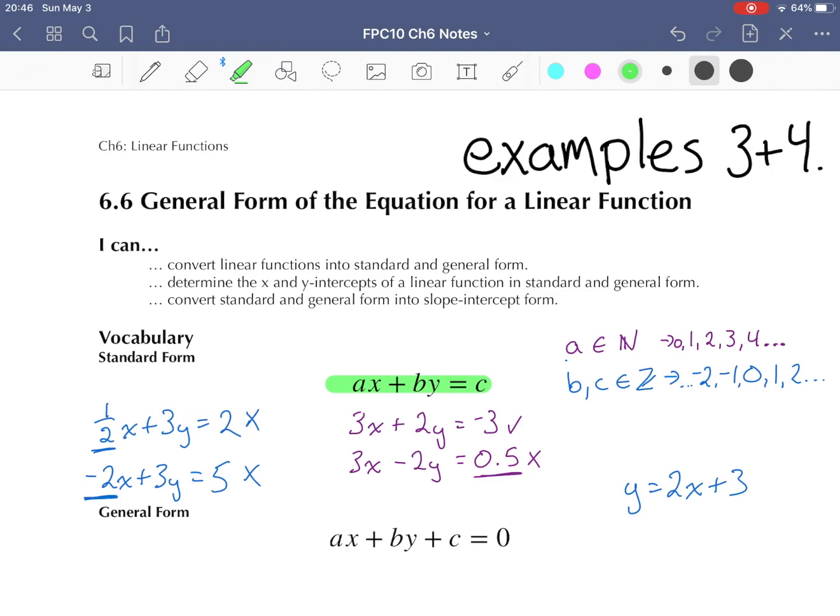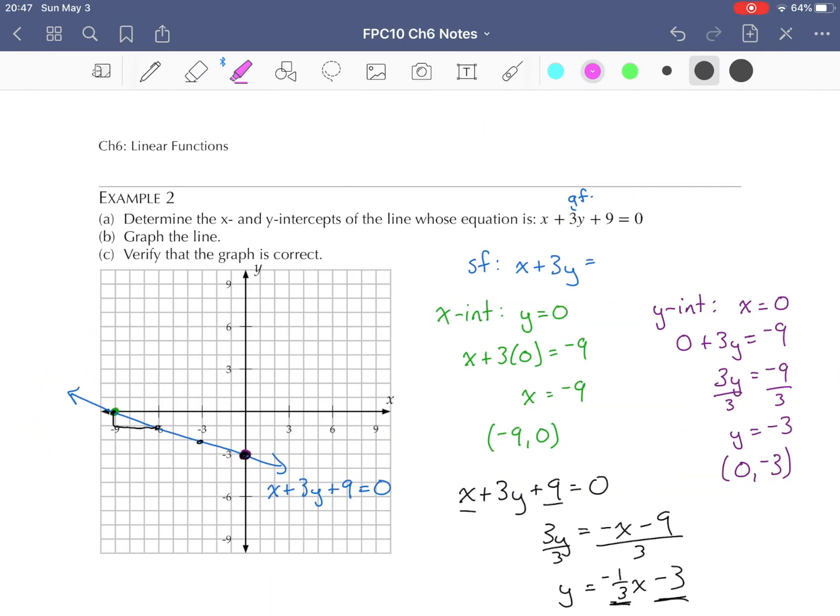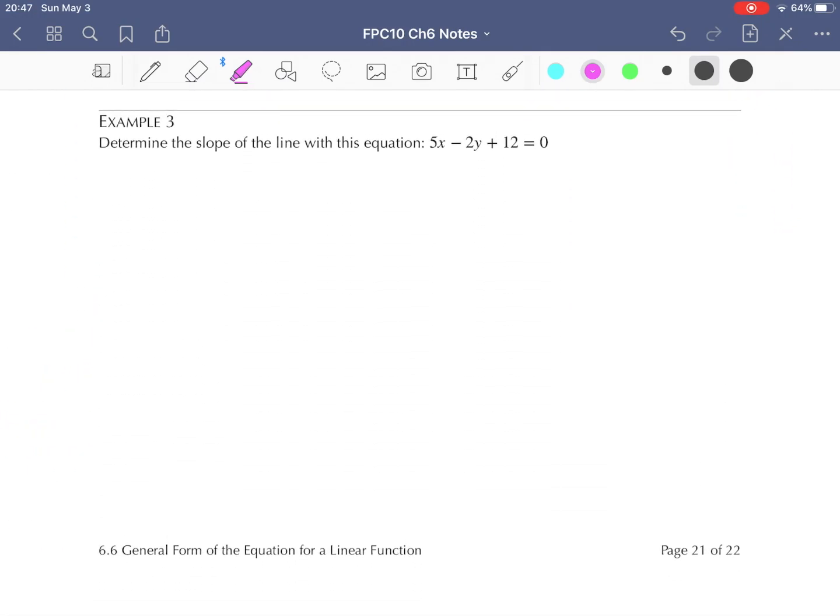So if you remember, this is standard form right here. A coefficient times x plus a coefficient times y equals a constant, where the coefficient of x has to be a natural number, and the coefficient of y and the constant have to be integers. General form is ax plus by plus c equals 0. All right, let's go to examples 3 and 4.